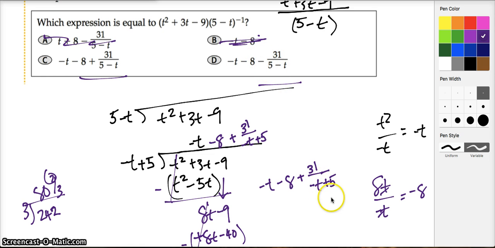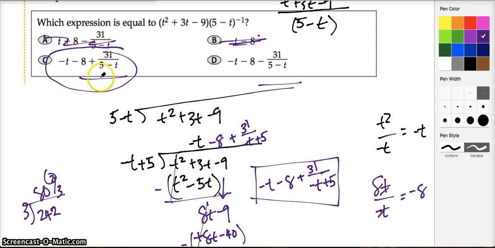And 5 minus t would be the same thing in terms of the denominator. So this is the one that we want. I know that was a little confusing and not clear. I will happily explain it a little bit better as to how we got C as the answer, but that's what we did. So we did long division and we got C.